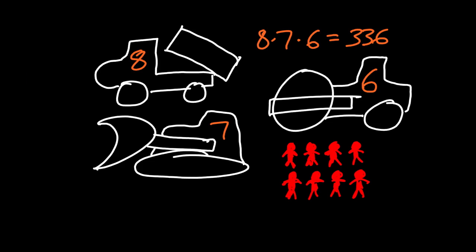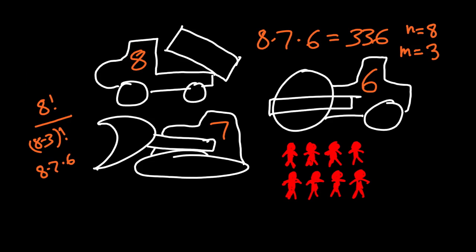So here, the general formula is for permutations, which is n factorial divided by (n minus m) factorial. N is equal to 8, and m is equal to 3. So we have 8 factorial divided by (8 minus 3) factorial, which is 5 factorial, and that would give us 8 times 7 times 6.